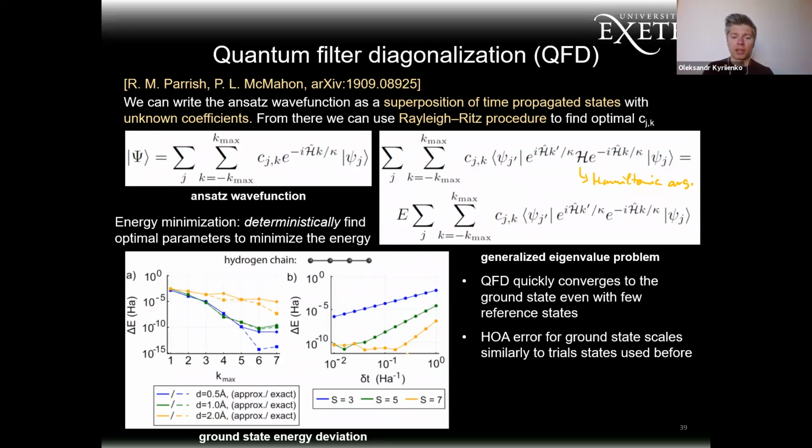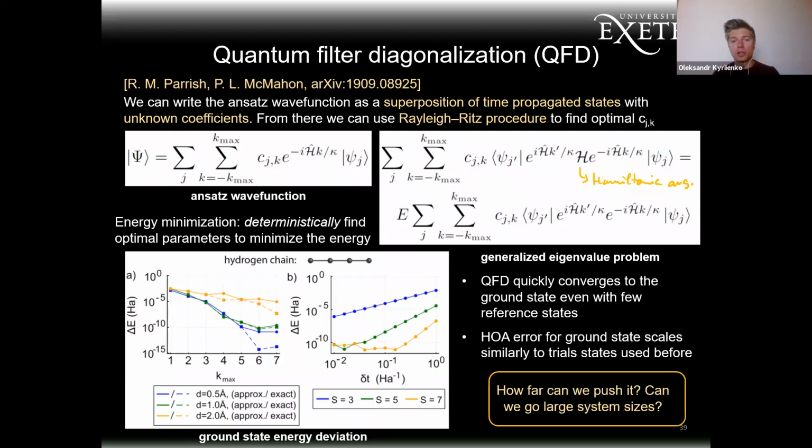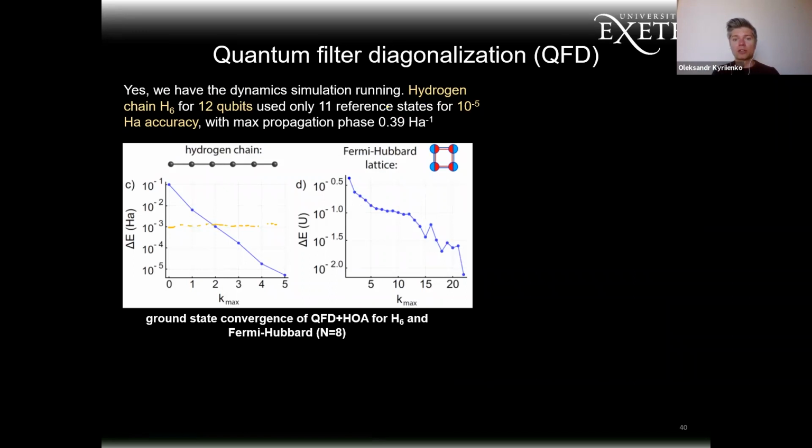We could also improve it by adding more stencil points to the system. So the Hamiltonian operation error is small, and using quantum filter diagonalization, we could study larger systems. So how far can we push it? And that's what we managed to do. We took the hydrogen chain with 12 qubits, and we reached 10 to minus 5 Hartree accuracy, which is much better than chemical precision, within a few iterations. And you don't need to have many overlaps, just 11 reference states, and overlaps between them were good enough.